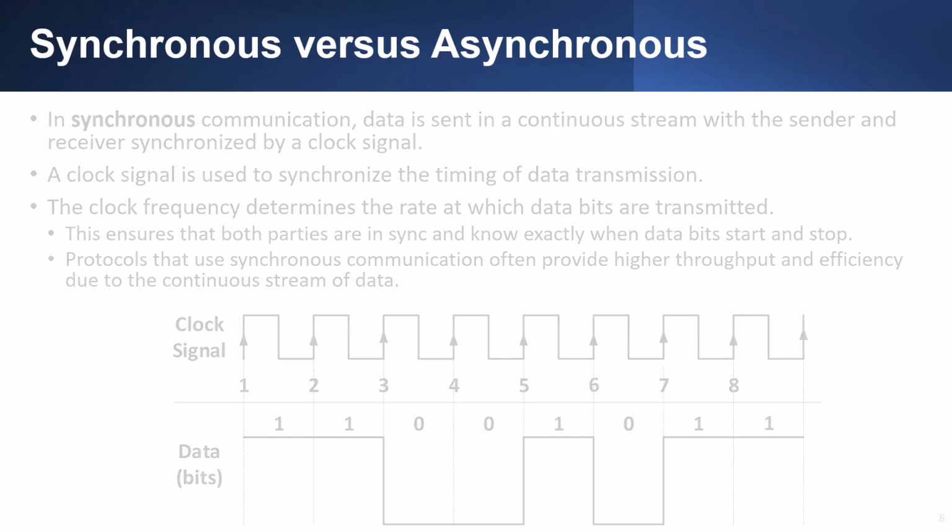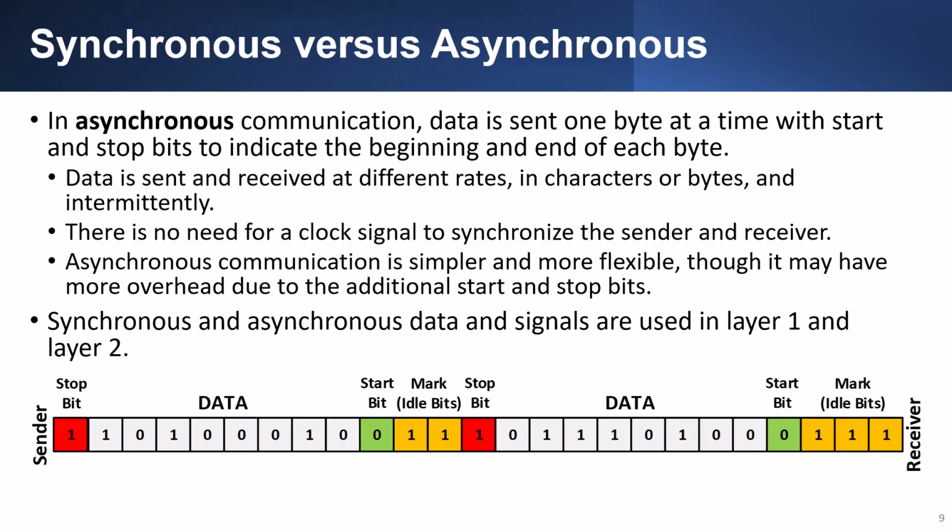In asynchronous communications, data is sent 1 byte at a time with the start and stop bits to indicate the beginning and end of each byte. Data is sent and received at different rates, in characters or bytes, and intermittently. There is no need for clock signals to synchronize the sender and receiver. Asynchronous communication is simpler and more flexible, though it may have more overhead due to the additional start and stop bits. Synchronous and asynchronous data and signals are used in Layer 1 and Layer 2.